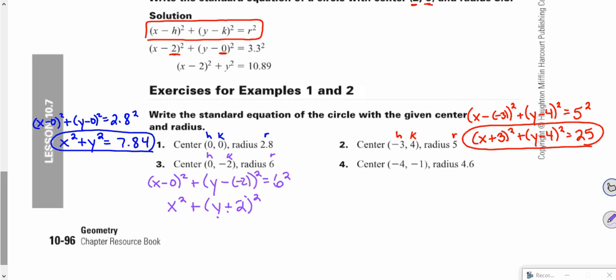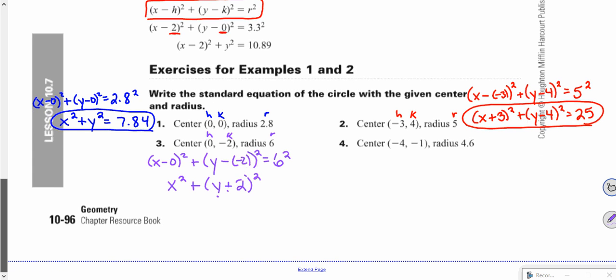Gotta love the dead spots. Let's see if I can scroll down a little more. Y plus 2 squared equals 36. And y minus a negative 2 is y plus 2.